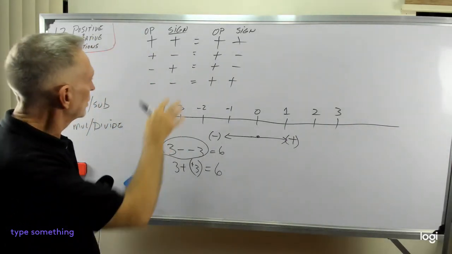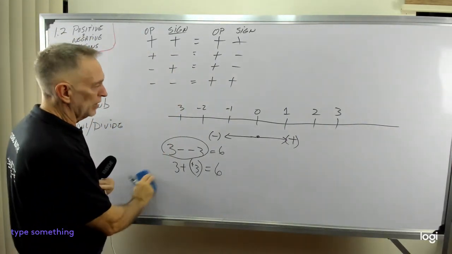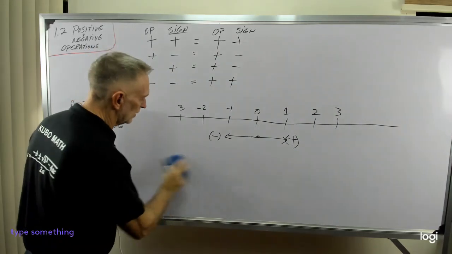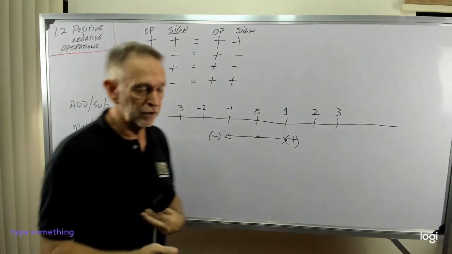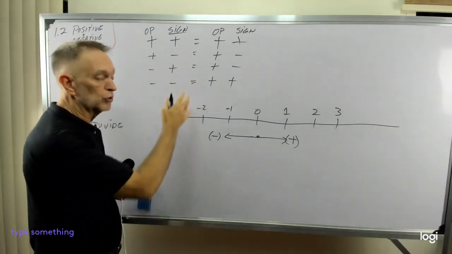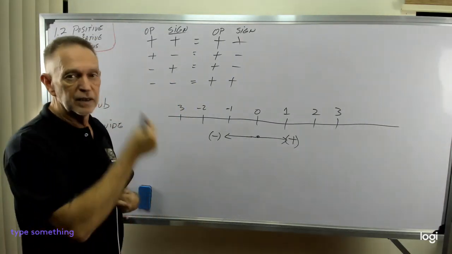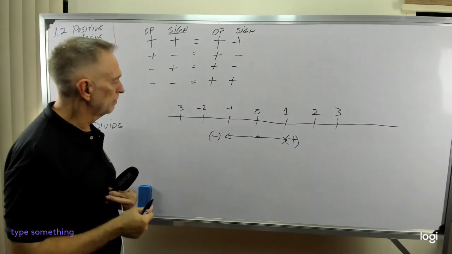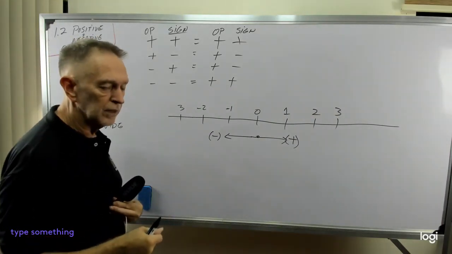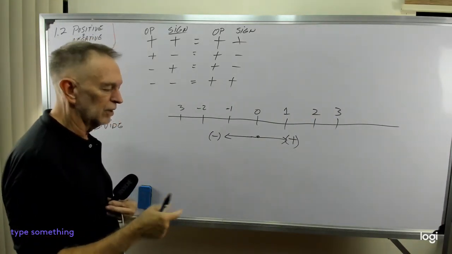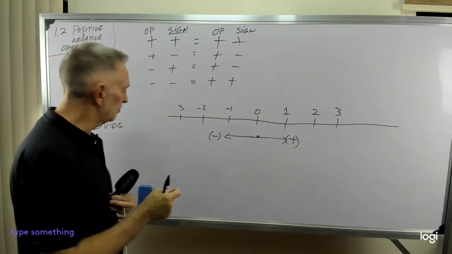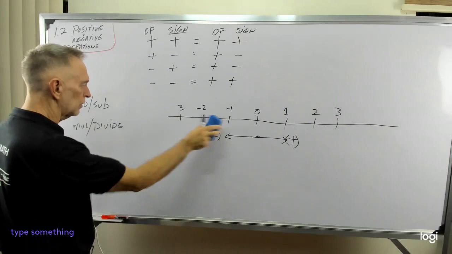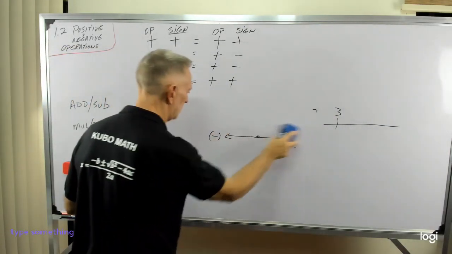I would commit these to memory because in algebra and in any type of analytical life, you're going to have to be able to use these interactively very fast. What about subtraction, or what about division and multiplication? So let me remove my number line.